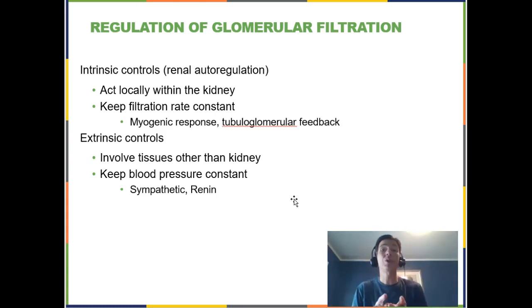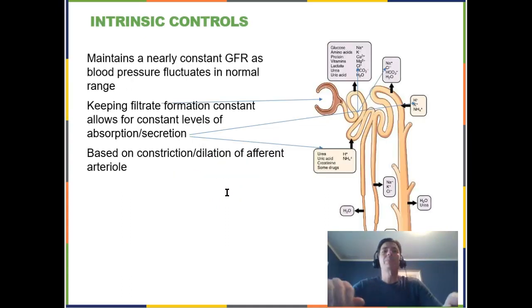So we are going to have two different kinds of mechanisms that affect glomerular filtration rate. Intrinsic controls are controls that, as this says right here, act within the kidney. So they don't respond to variables outside of the kidney. And there are going to be two intrinsic controls, your myogenic response and what is called tubuloglomerular feedback. Then extrinsic controls are when your kidney is being affected by stuff outside of your kidney, like overall blood pressure, your sympathetic system, or different hormones. And we'll go into all of that.